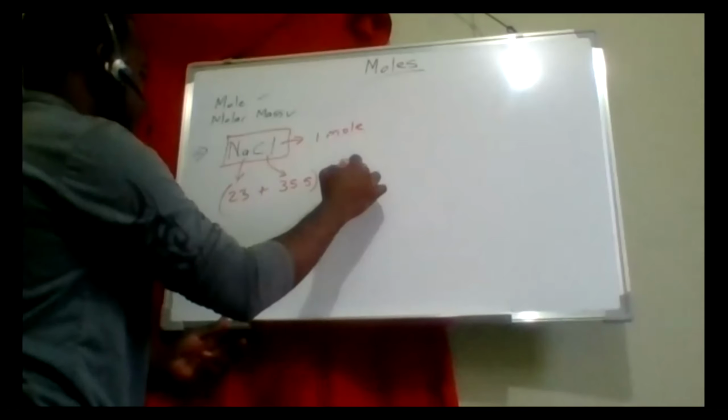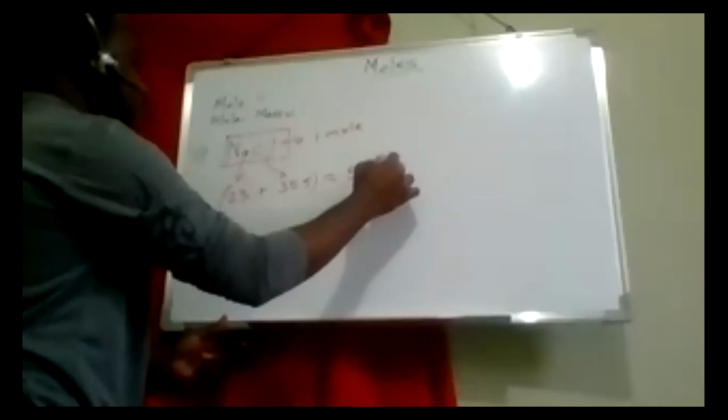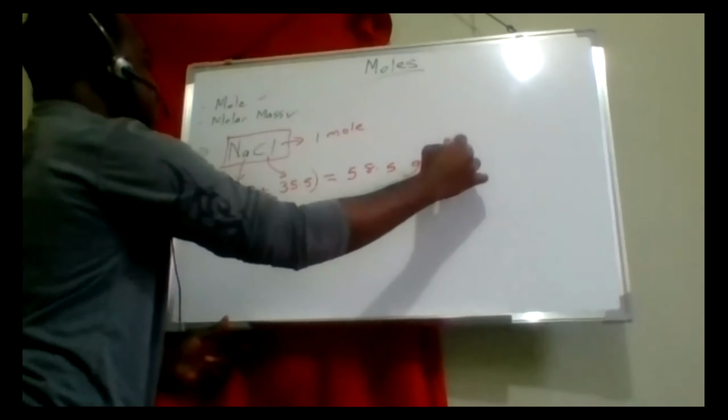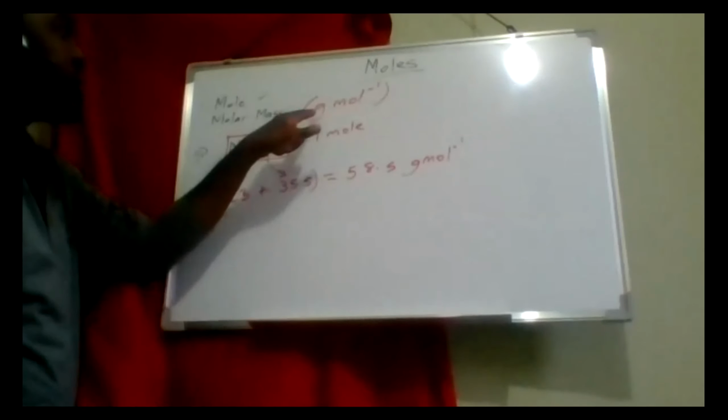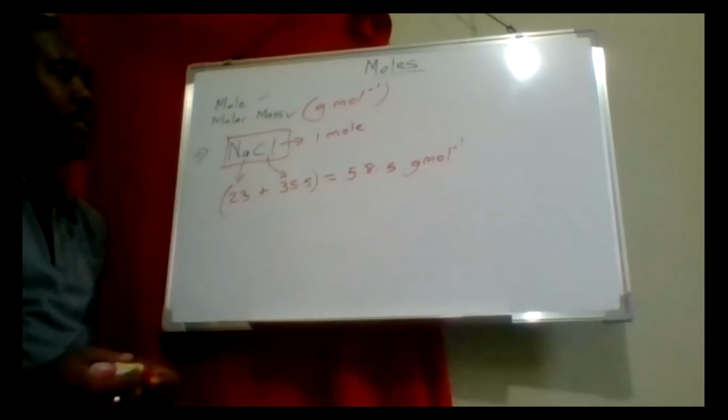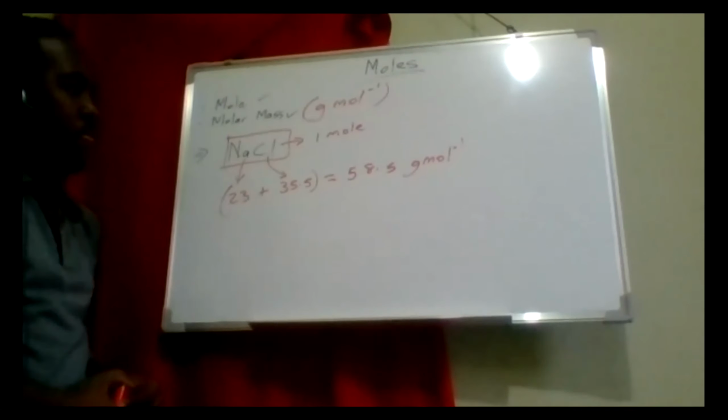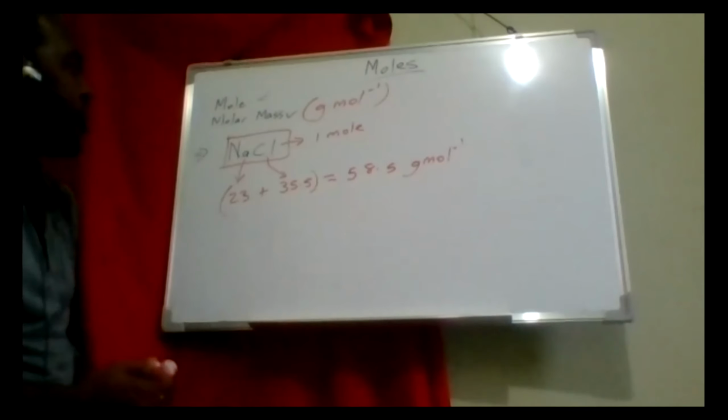Yes, we know that sodium has a mass of 23, chlorine has a mass of 35.5. So when we add those, we get 58.5 grams per mole. Another thing to note is that the unit of molar mass is gram per mole, because it's the amount of mass in 1 mole of a substance. Right, so that's how you find the molar mass of your compound.